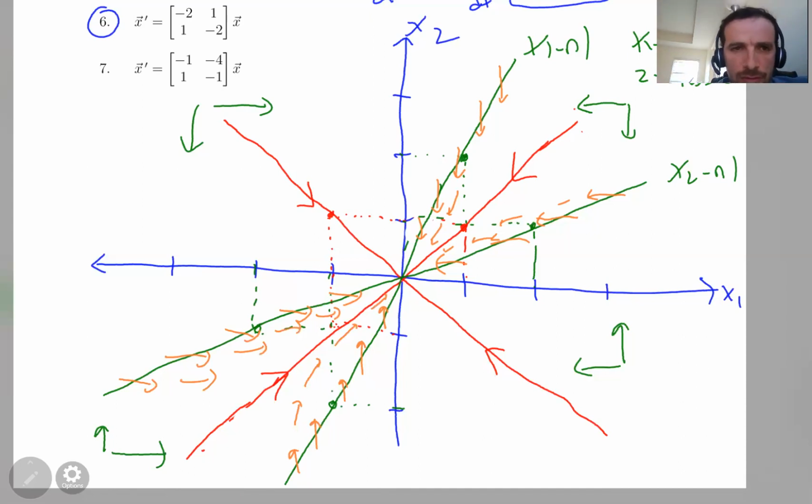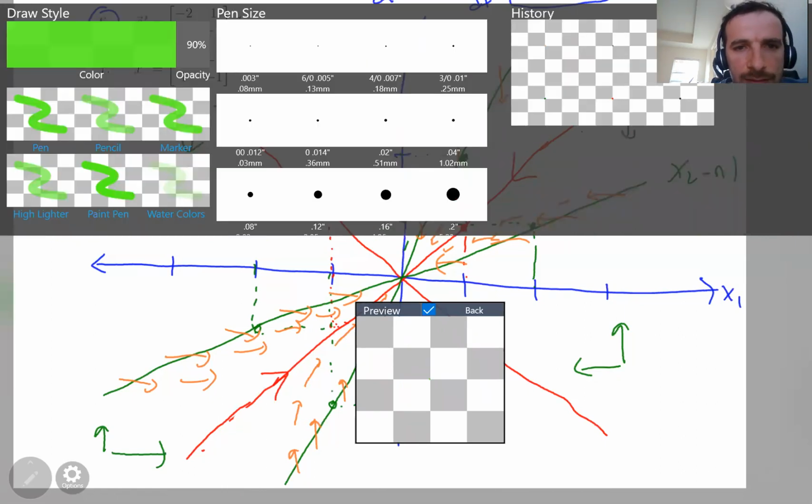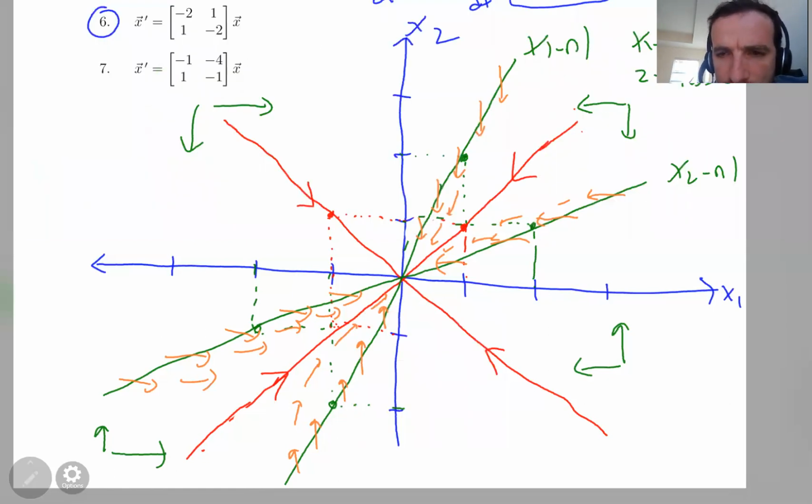All right, so we got the phase portrait, and we should also find two sample solutions. To do so, we just need to follow the arrows. Let me pick another color for that, this green. Okay, so let's find two sample solutions.